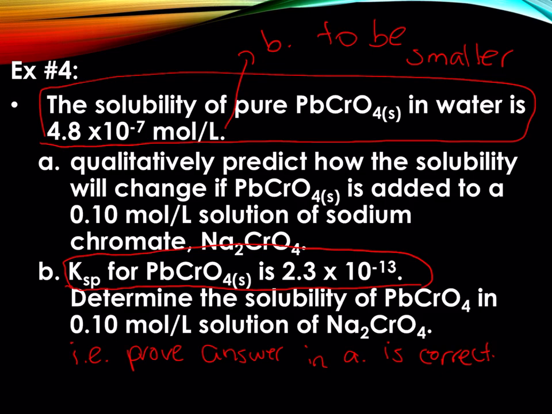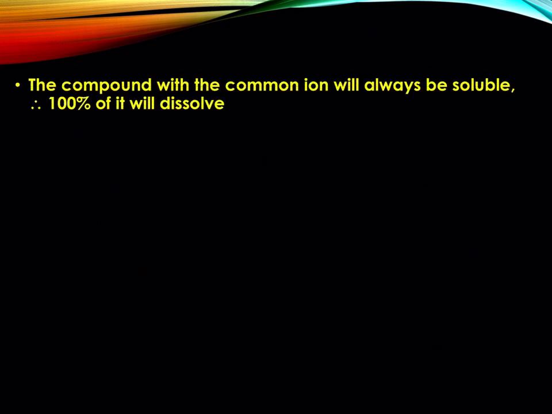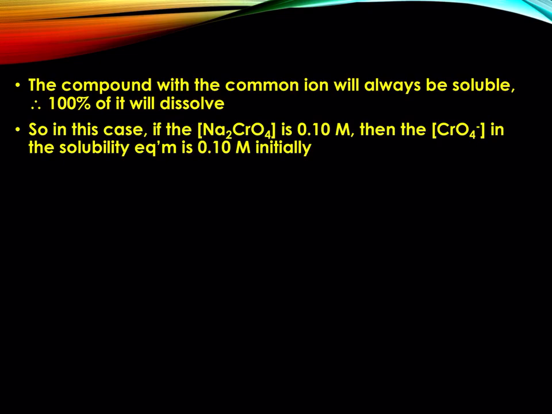Some of the questions in topic 4, they'll ask you what is the solubility in water, which would be more like the first lesson on this, where the ion concentration is 0, and then it's going to introduce common ions. Okay, so the compound with the common ion will always be 100% soluble. So 100% of it will dissolve. You don't have to worry about, are you given 2 KSP values? It'll always be dissolvable. So the sodium chromate here is 0.01, then the chromate ion is equal to 0.1.